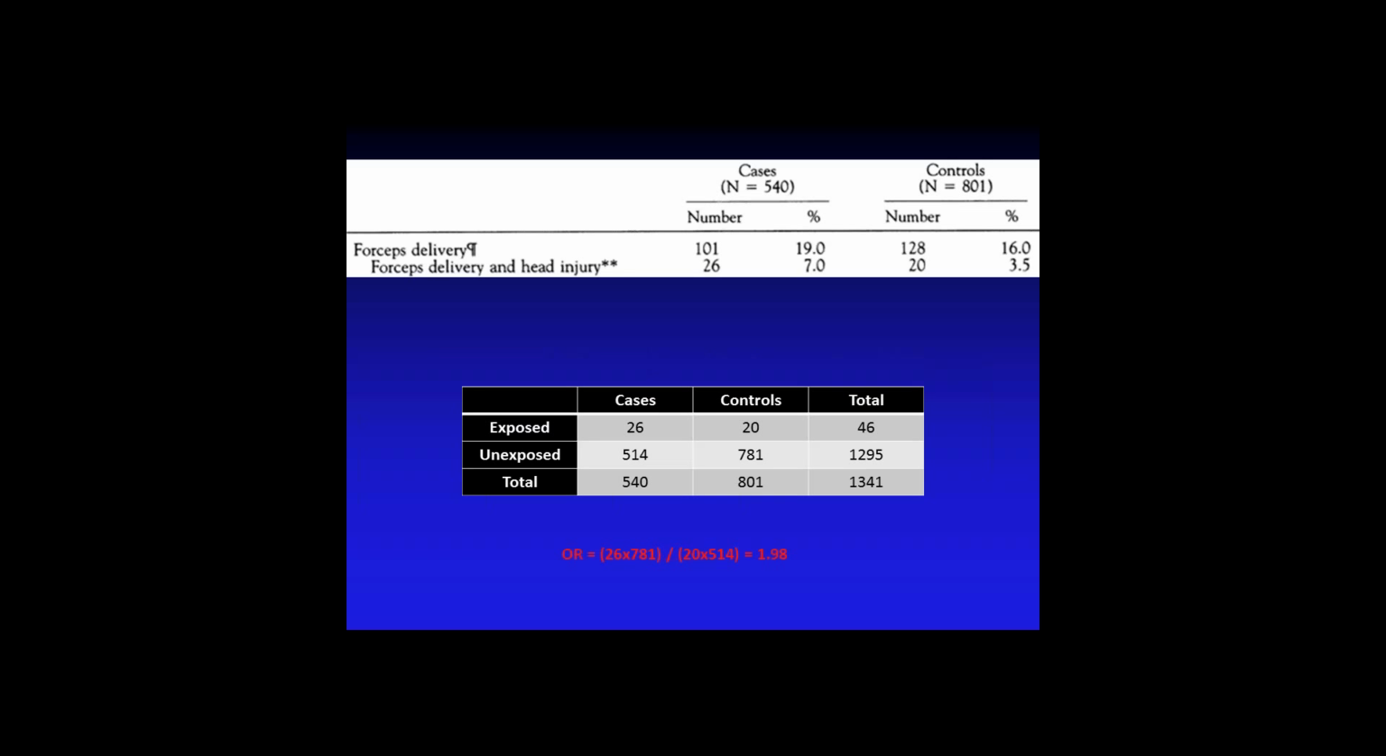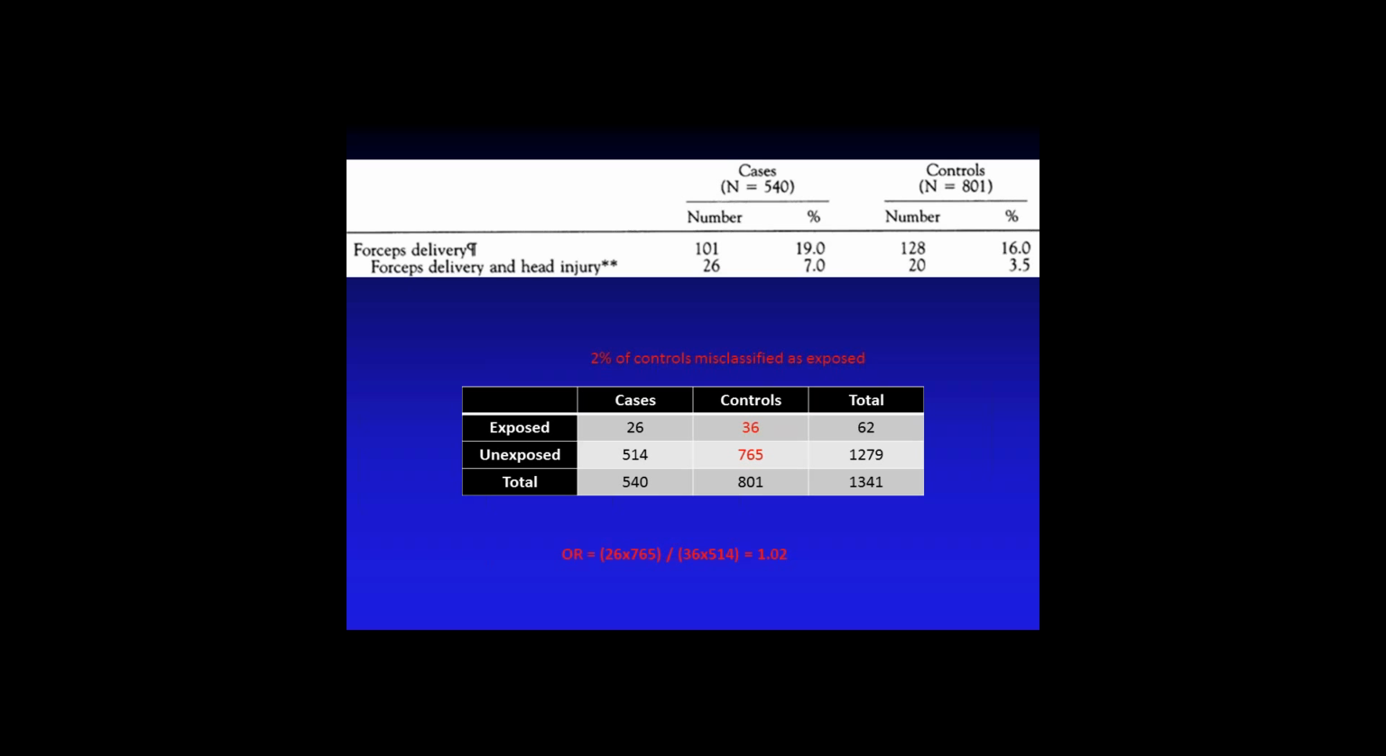Differential misclassification, it's really hard to know which way it goes because it depends on how the differential actually works. So in this example right here, we still take our original 1.98, and let's say that 2% of the controls are misclassified as exposed, but the cases remembered exactly whether or not they were exposed. So only the controls had the information bias. So the cases remain 26,514, the controls 36,765.